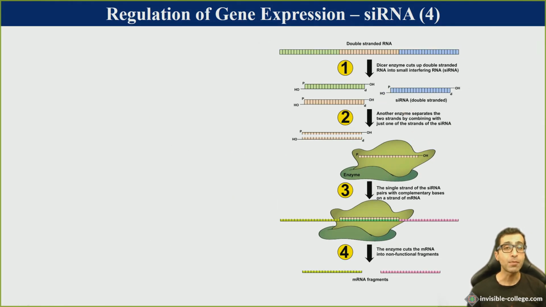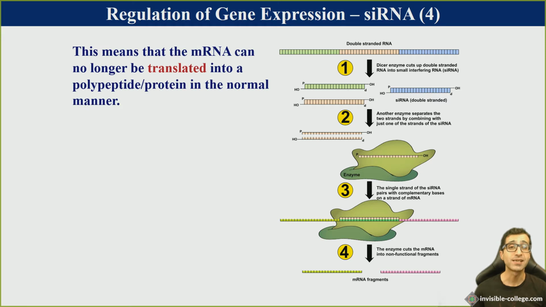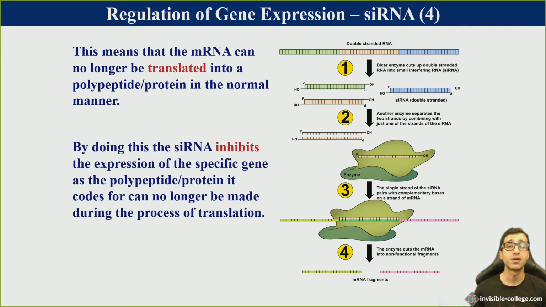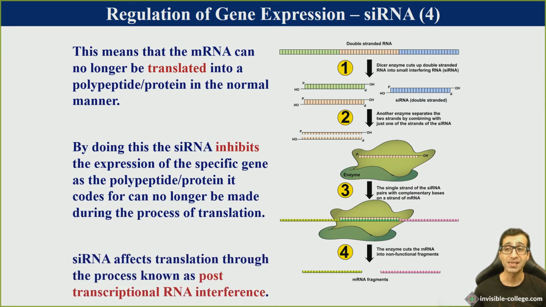This means that the mRNA can no longer be translated into a functional polypeptide in the normal manner. By doing this, the siRNA inhibits the expression of specific genes, as the polypeptide or protein that it codes for can no longer be made during the process of normal translation. So siRNA affects translation through the process known as post-transcriptional RNA interference.